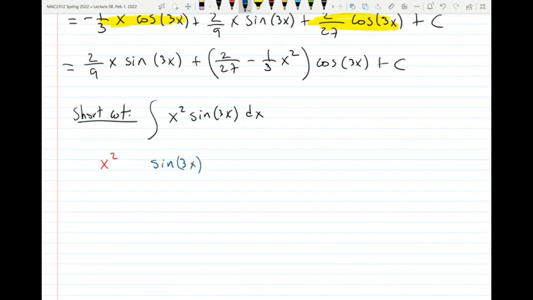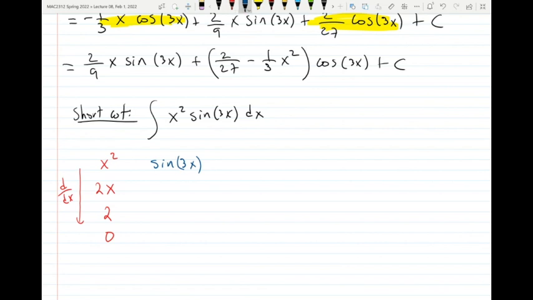Then I'm going to take derivative until I get 0. Okay? So derivative of, and with polynomials, you can take derivative as many times as a degree, and then until you get 0, right? So derivative of x squared is 2x, derivative of 2x is 2, derivative of 2 is 0. So we stop there, okay? So here I'm taking derivative.